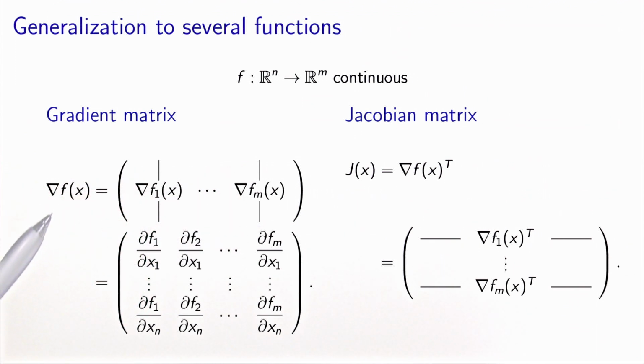The gradient matrix is defined as a matrix that has n rows, where n is the number of variables, and m columns, where m is the number of values of the function, and the element ij is the partial derivative of the function number j with respect to the variable number i. In algorithms, it's sometimes common to use the transpose of this matrix, which is called the Jacobian. It means that the gradients of the various functions are organized by row instead of by column.